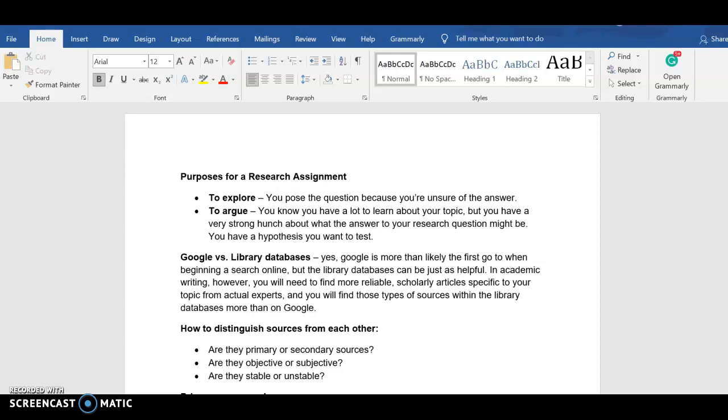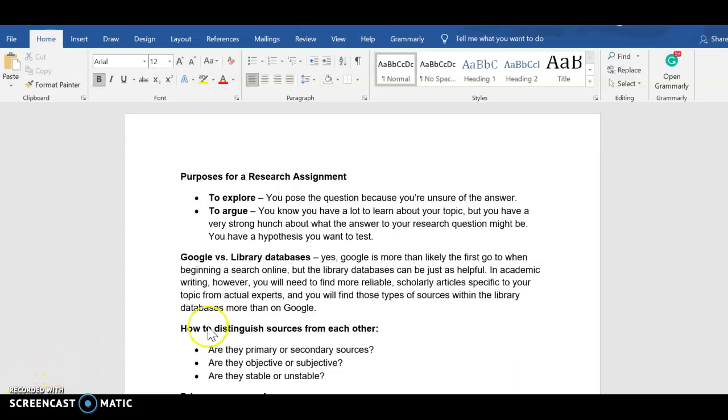So of course, there's Google versus library databases. Yes, Google is more than likely the first place that you want to go when beginning a search online, or if there's another search engine that you use, your go-to, you'll go there first. But the library databases can be just as helpful. In academic writing, however, you will need to find more reliable scholarly articles specific to your topic from actual experts. And you will find those types of sources within the library databases more than on Google.